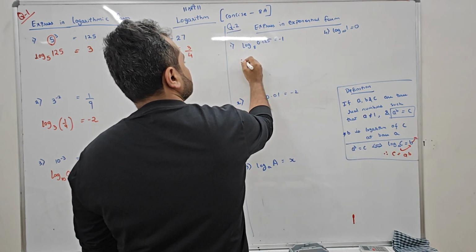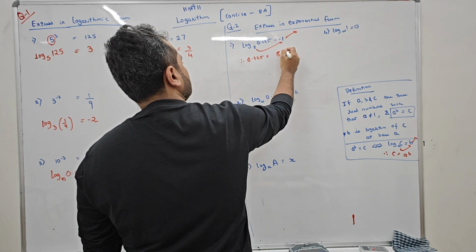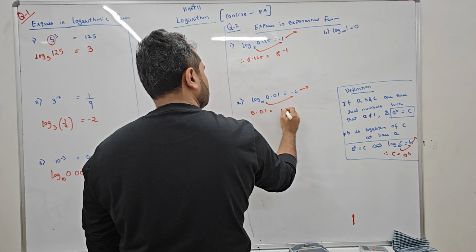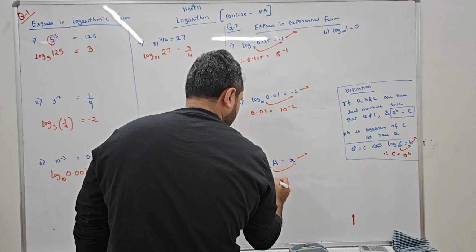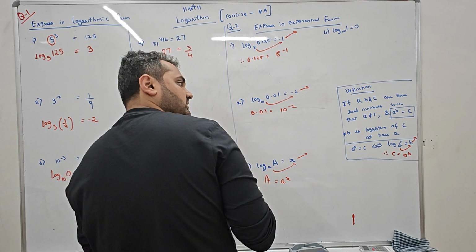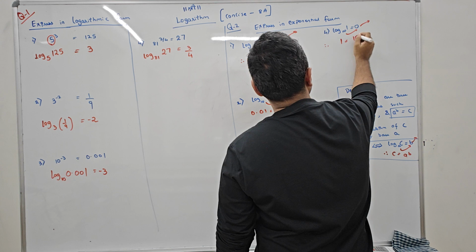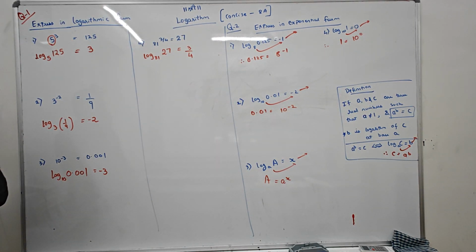So can I write 0.125 as 8 raised to minus 1? I can write 0.01 is equal to 10 raised to minus 2. I can write A is equal to A raised to 1. Are you with me? Can I write 1 is equal to 10 raised to 0? Are you all comfortable? Okay, please go through the first question and second question wherein we are converting exponential to logarithmic and vice versa.